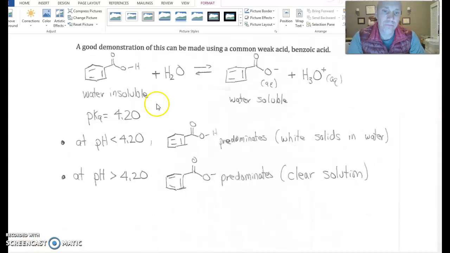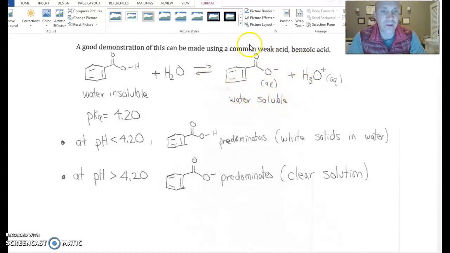So moving on. A good demonstration of how pH affects this equilibrium between the amounts of HA and A- is to use this chemical, benzoic acid. The HA form, or the acid form, of benzoic acid is very insoluble in water. It has some amount of water solubility, but if you were to add it to water, you would notice that mostly what you have is just white chunks floating around in the water. Its conjugate base, though, is very water soluble.